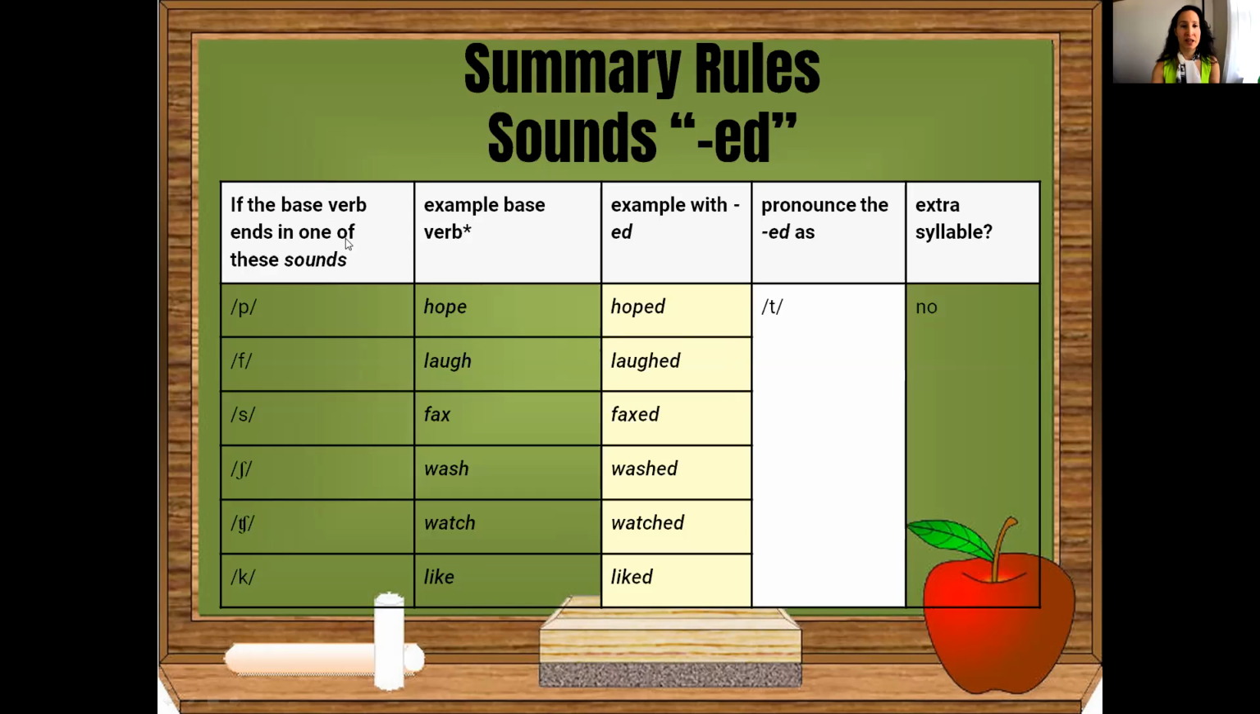Now, if the base verb ends in one of these sounds, there are a lot here. Now, this is not everything, but this is most of them. So if the base verb, hope, okay, so these are unvoiced because there's an E here, okay? We don't pronounce the E, we just say hope. Laugh, GH sound is an F sound, okay? Remember, these are sounds, not spelling. Hope, P sound. F sound is a GH. Facts, okay? The X sound is an S sound.